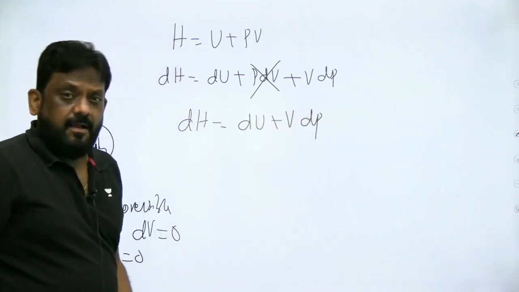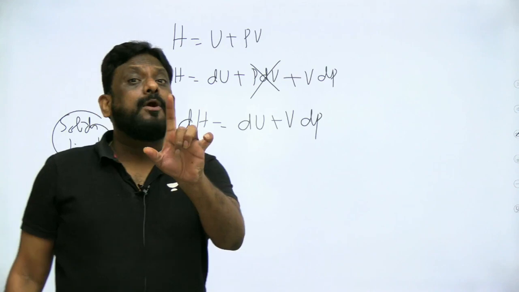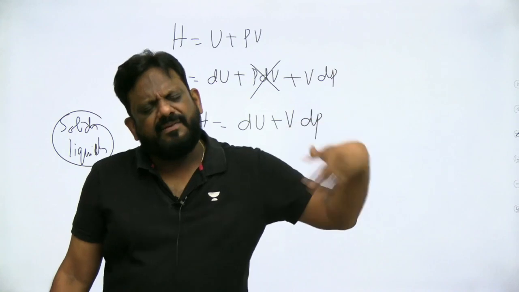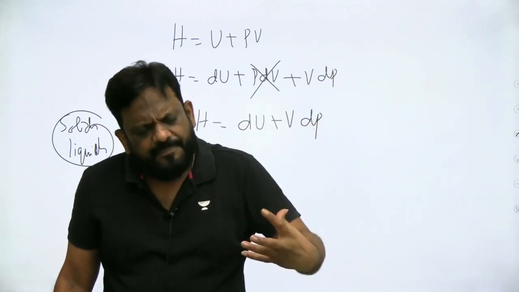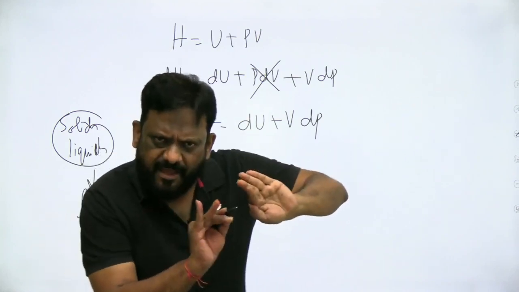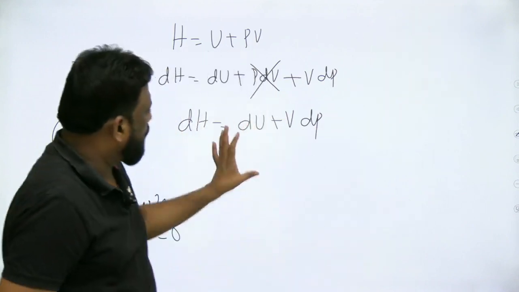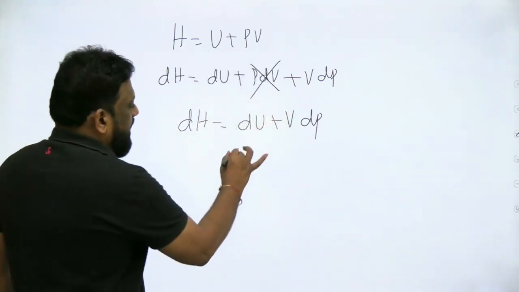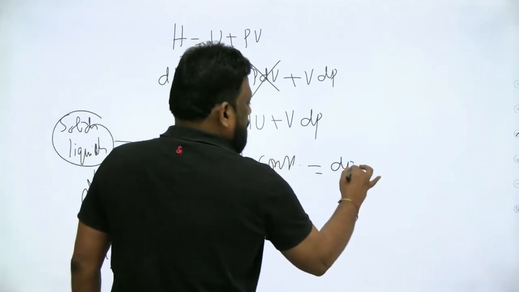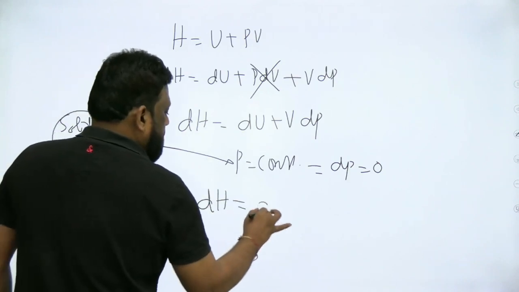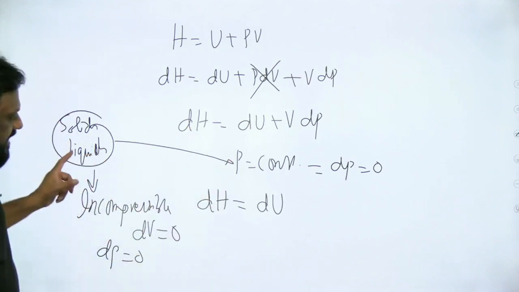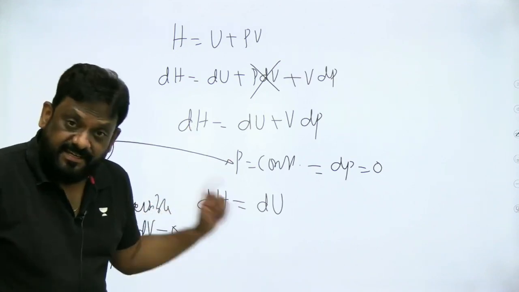Listen carefully, sirs. I'm talking about not gases. You can define enthalpy for solids, liquids, gases, anything, but now I'm specific to solids and liquids, to incompressible. For some time remove gases. So now you have dU plus VdP. And if the pressure is constant, for solids and liquids, the change in pressure is zero. That's why the change in enthalpy is equal to the change in internal energy. So please note that down: for solids and liquids, the change in enthalpy is the change in internal energy.